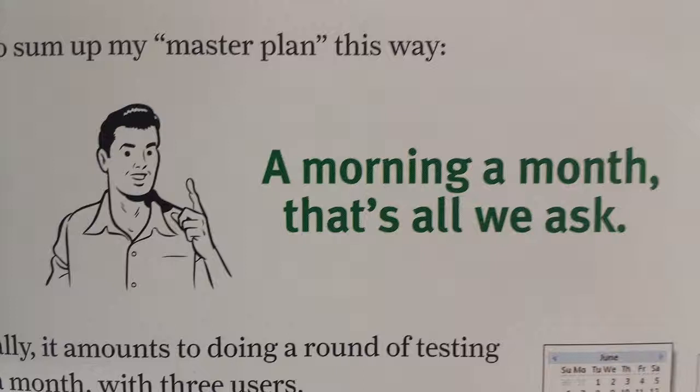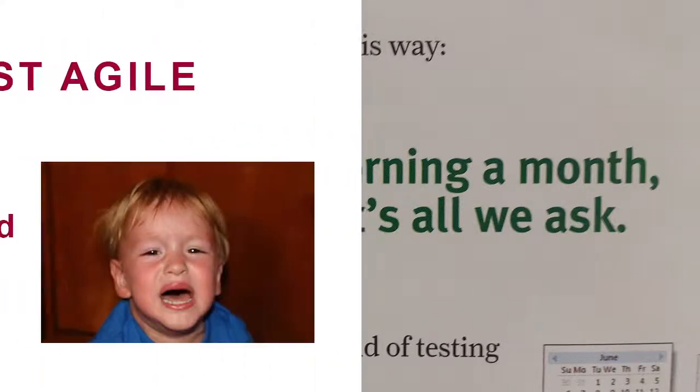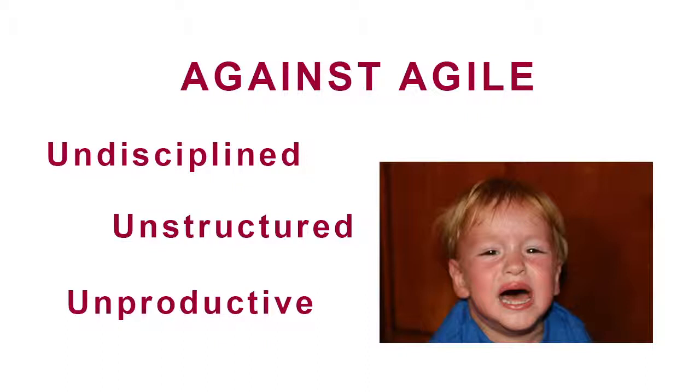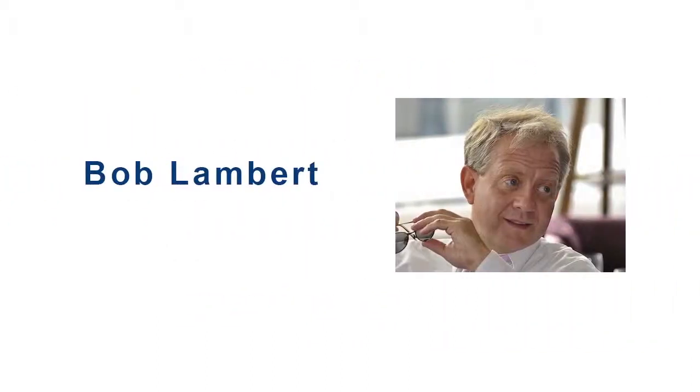Data management consultant Bob Lambert writes that the argument goes back and forth about which development method is better. He says those against it, like consultant David Longstreet, say the Agile method is undisciplined, unstructured, and unproductive. A lot like my 2-year-old son here. He dismisses Agile for eliminating division of labor. Others have criticized Agile for not being well suited for large corporate design teams.